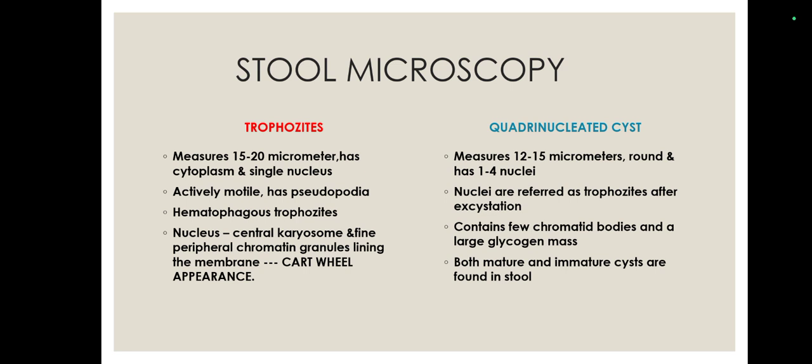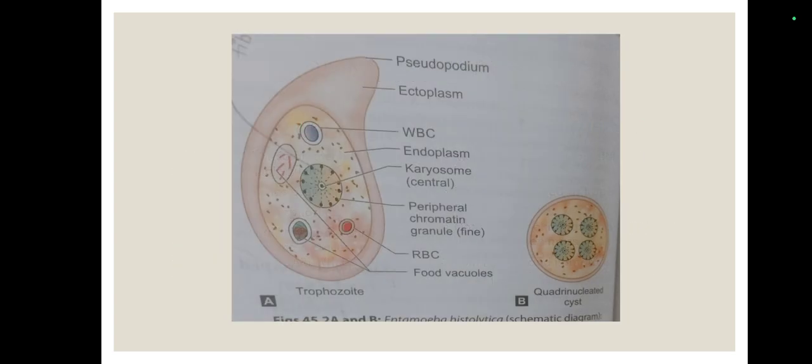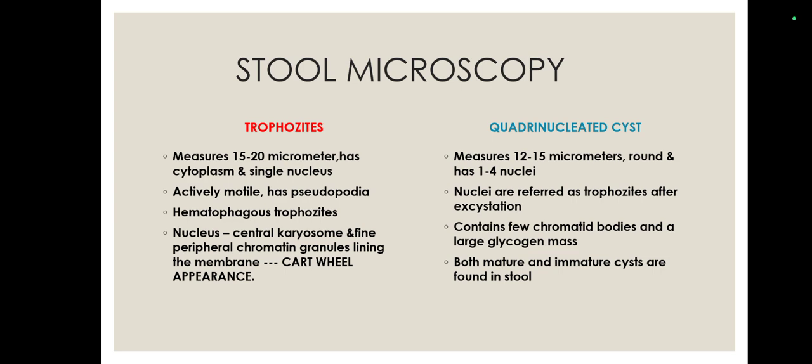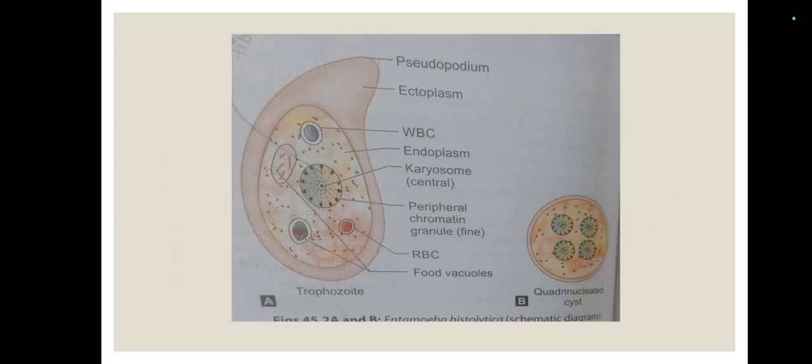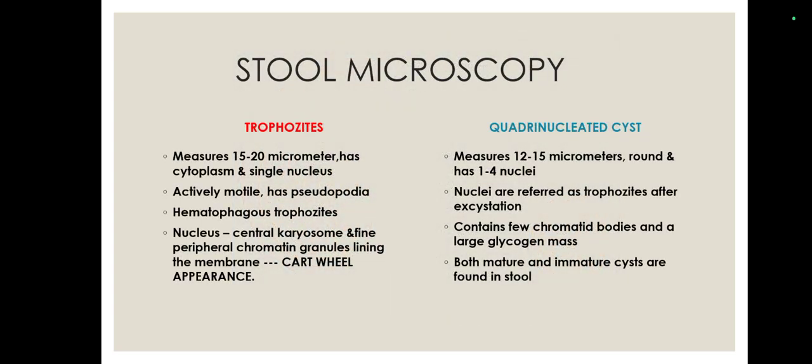Next, quadrinucleated cyst. This cyst measures about 12 to 15 micrometers, and the cyst is round and has 1 to 4 nuclei. These nuclei after excystation are referred to as trophozoites. So this cyst contains few chromatoid bodies and large glycogen masses. And in stools, both mature and immature cysts are found.